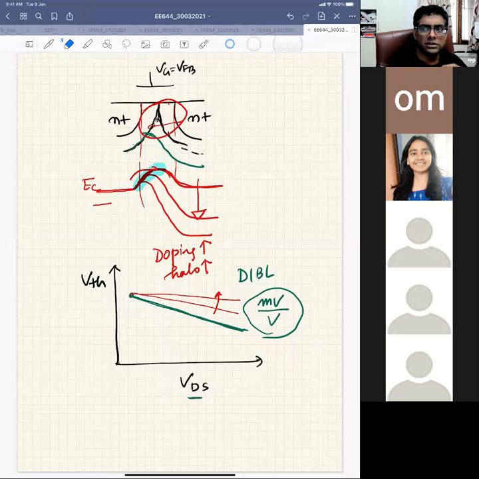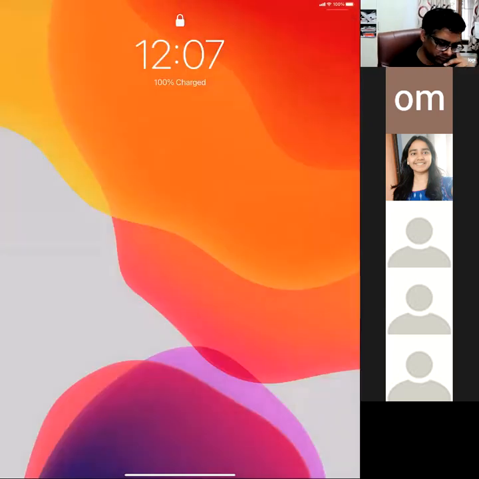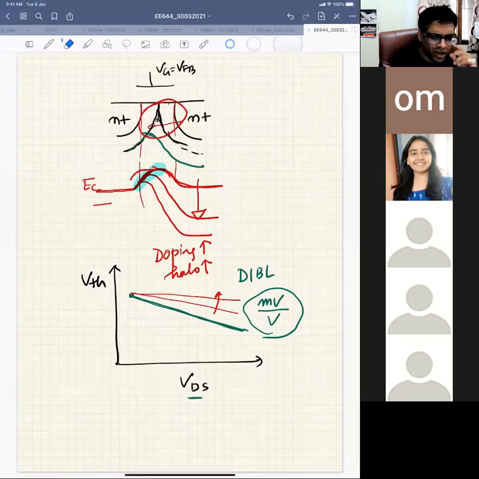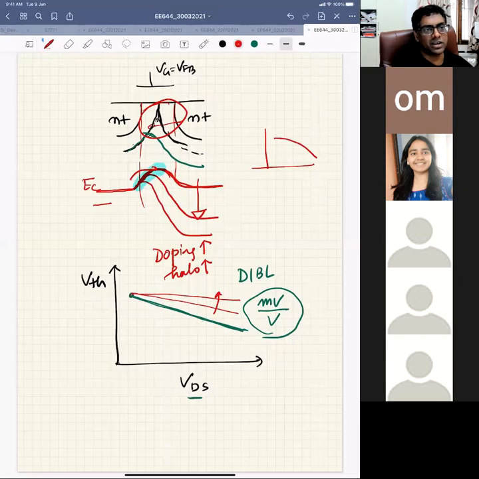Sir, in the VTH versus VD plot, is the characteristic linear? It's not necessarily linear. I just drew it linear. It will reduce with VDS, but it cannot be linear. Maybe in some cases, when VDS becomes very high, it reduces at a different slope. It might be like this also. So it is not linear, right?